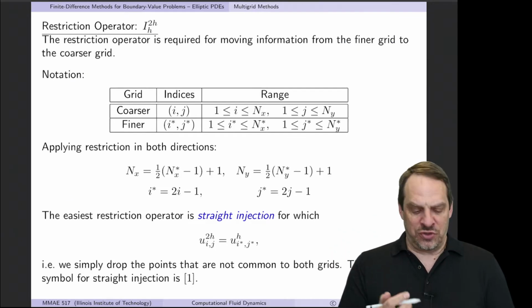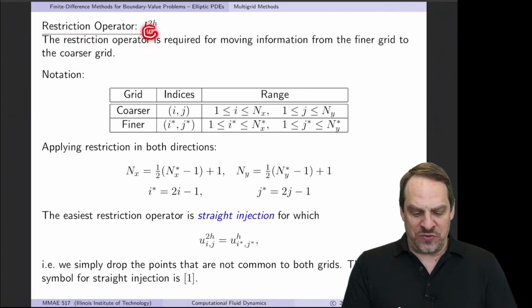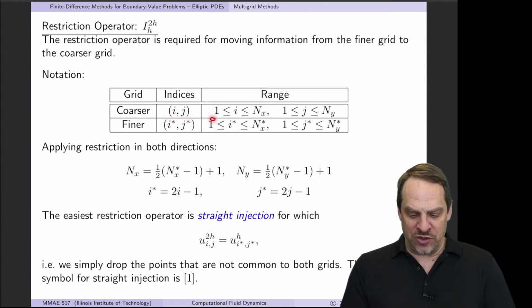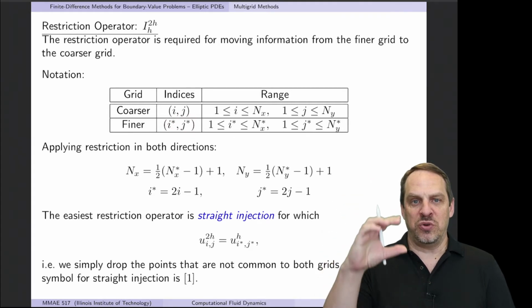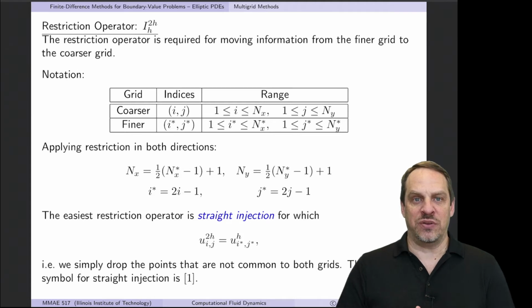So let's move on to the restriction operator. Remember the restriction operator? It takes information from the fine grid, the H grid, to the coarse, or the 2H grid. So we'll define the coarser grid with the indices i,j, i going from 1 to capital N sub x, j going from 1 to capital N sub y, and then on the fine grid it's the same i,j, N sub x, N sub y, but we'll put stars on them to indicate that they're the finer grid. So as we move through the grid, which grid becomes the coarser and the finer, of course, changes as we go up and down through the V cycle.